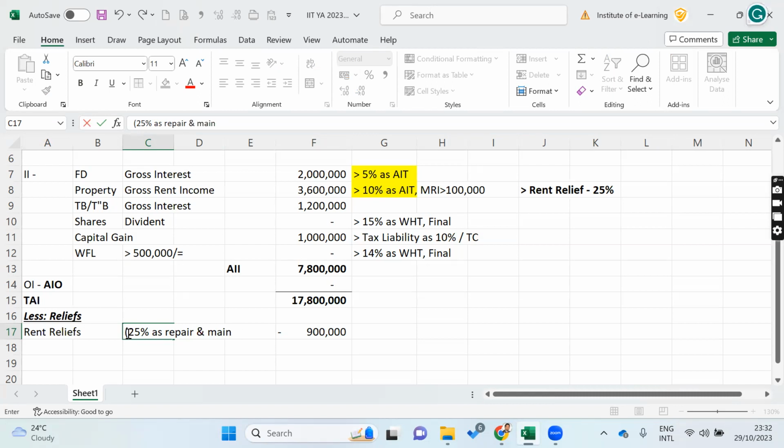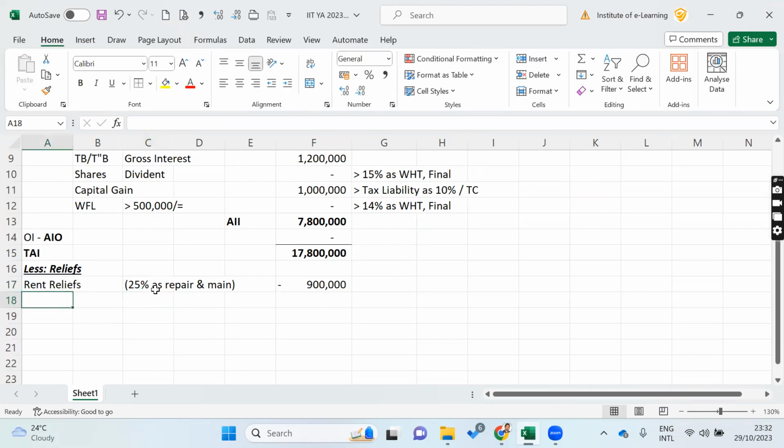Right? Repair and maintenance. So here, then next relief is what? Then the next relief is other relief. Other relief in the sense solar, right? Solar. If solar has been installed at home, you can get solar relief as well. You can get solar relief maximum 600,000 per year. You can take a solar relief of 6 lakhs per year.